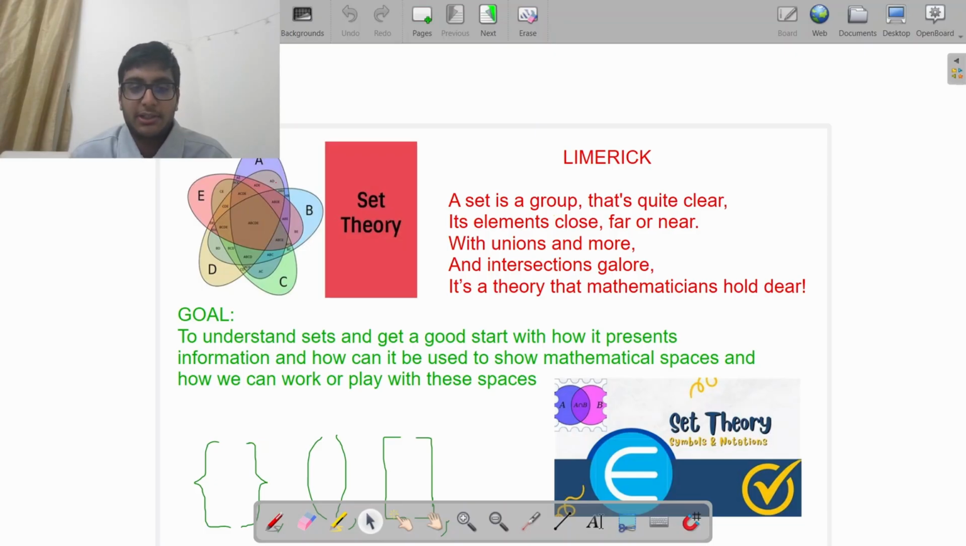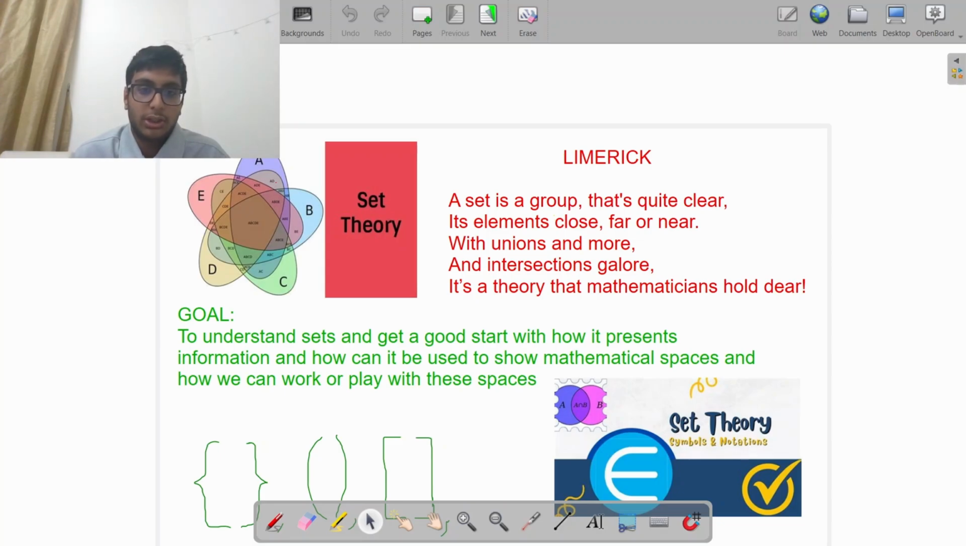Good morning, everybody. Today we will be learning about set theory, and this is your first class. I'll be making a playlist on it, which might contain 2 to 3 videos containing different parts and subparts regarding set theory. First, let us go through the basics itself, and as always, well, not always, but today we'll be starting off again with a limerick and a goal.